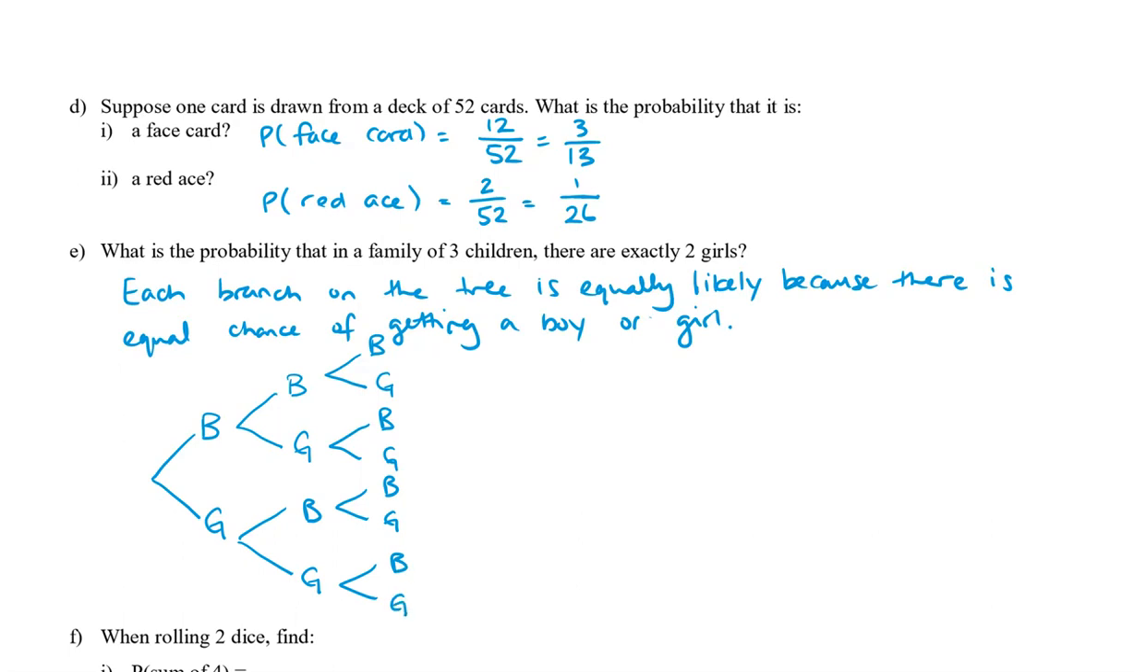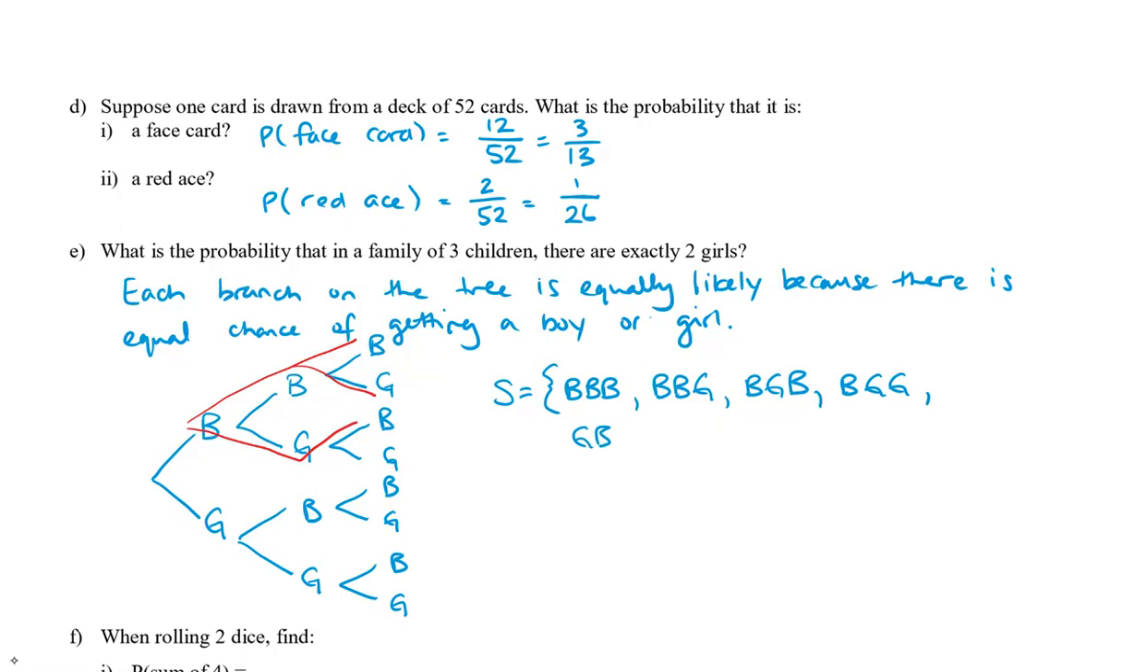So from here, we can see that our sample space is B, B, B. And then we follow the second branch, B, B, G. And then we can go down the second branch now, B, G, B. And we continue in the systematic way to list all of our outcomes. And then we have B, G, G, G, B, B, G, B, G, G, G, B, and G, G, G.